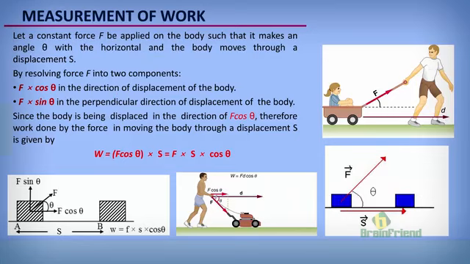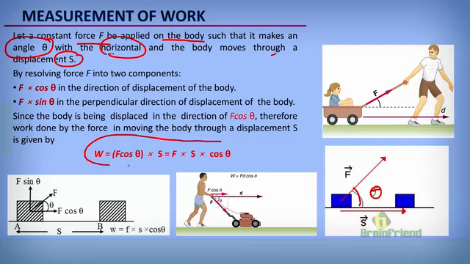Also, there is another way you can measure work when the force is at an angle to the displacement. Let a constant force F be applied on a body such that it makes an angle theta with the horizontal, and the body moves through a displacement S. Now, when you apply force to a body at an angle theta to the displacement, work is done. And this is the formula for work.